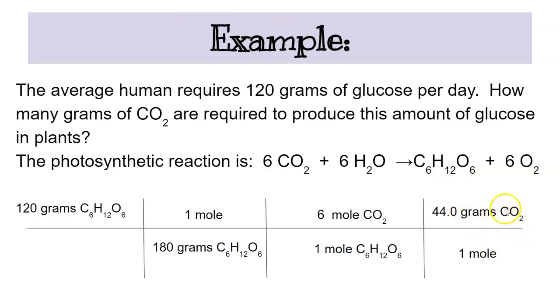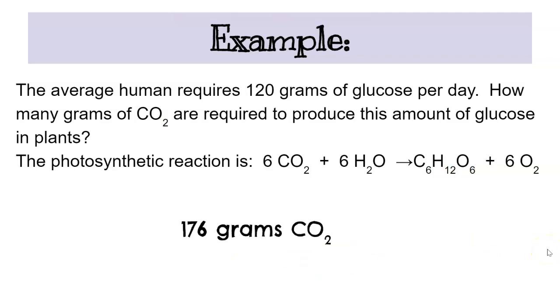So 1 atom of carbon, so the average atomic mass of carbon, plus 2 atoms of oxygen, so 2 times the average atomic mass of oxygen. Add those together to get 44, okay? So now to do this math, we would do 120 times 1 times 6 times 44 divided by 180 times 1 times 1. So essentially you're going to multiply it through the top and then divide by 180, okay? Which will give us 176 grams of carbon dioxide, okay?